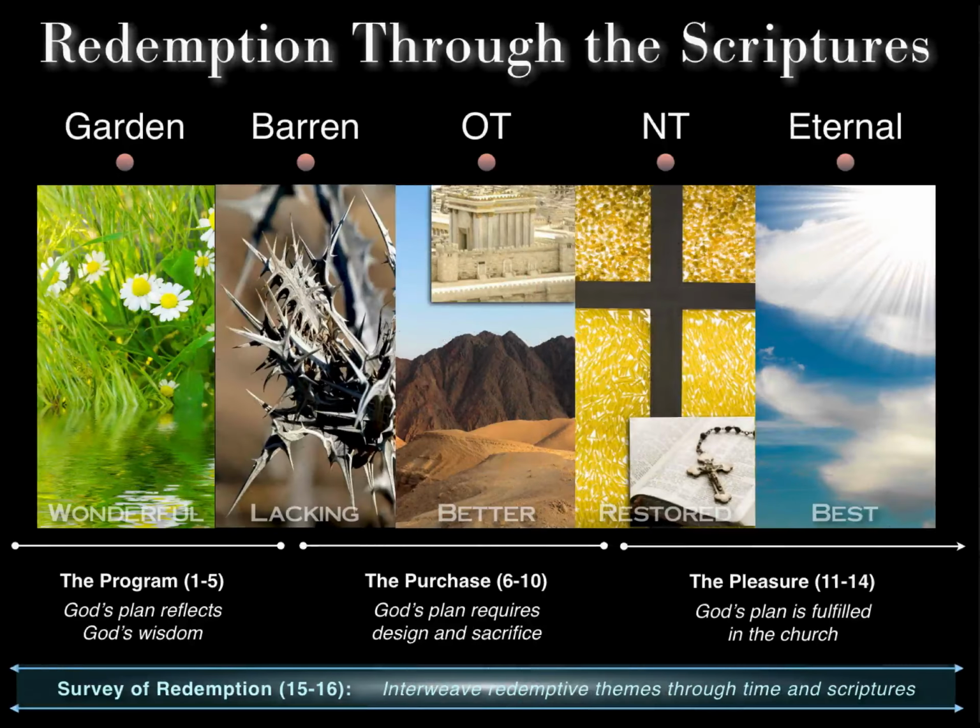This book highlights the chronological development of various themes within the Scriptures, all having to do with redemption. We go from the garden to the barrenness of the fall, to the Old Testament, the New Testament, the eternal. We weave them all together in the program, the purchase, the pleasure. Just like when we would buy something, which is the meaning of redemption. We try to understand what God wants, how much it costs, and how He delights in it. What's His purpose for it all?